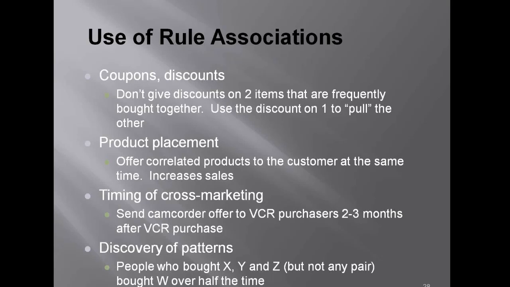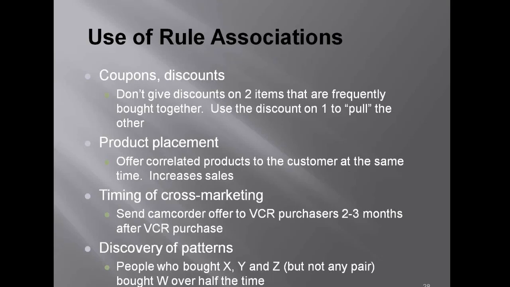One reason we do this is, let's say, coupons and discounts. We're not going to give discounts on two items that are frequently bought together. We'd rather use the discount on one to pull the other, right? Let's go back to the example of the bike and the helmet. If we know that they're always bought together, all we need to do is give a discount on the bike, and we'll pull in the full retail value on the helmet.